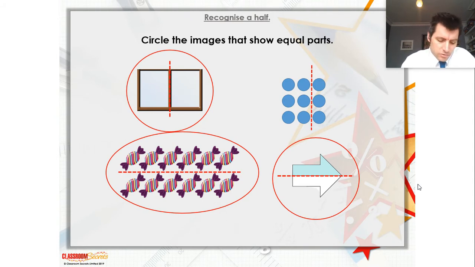We can spot that the blue circles aren't due to the fact that what they've got in them instead, and I know Alicia and Dominic will have spotted this, is they've got 6 of the blue circles to one side and 3 to the other side. And 6 isn't the same as 3.